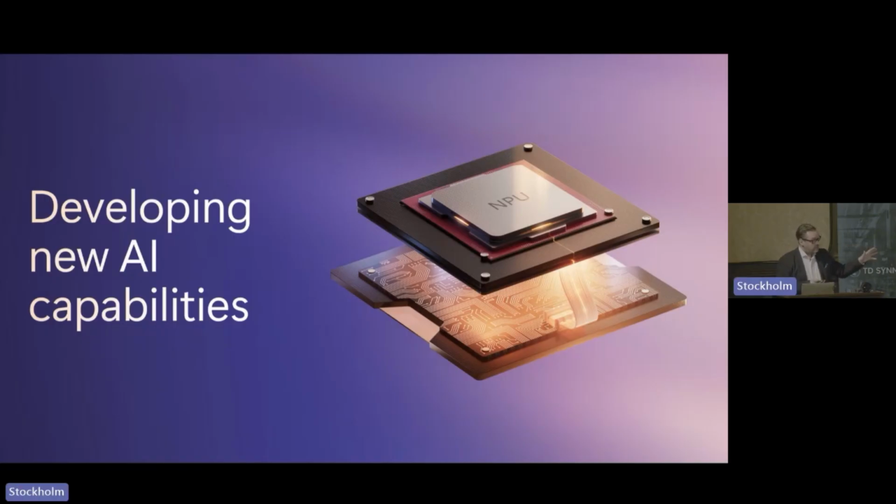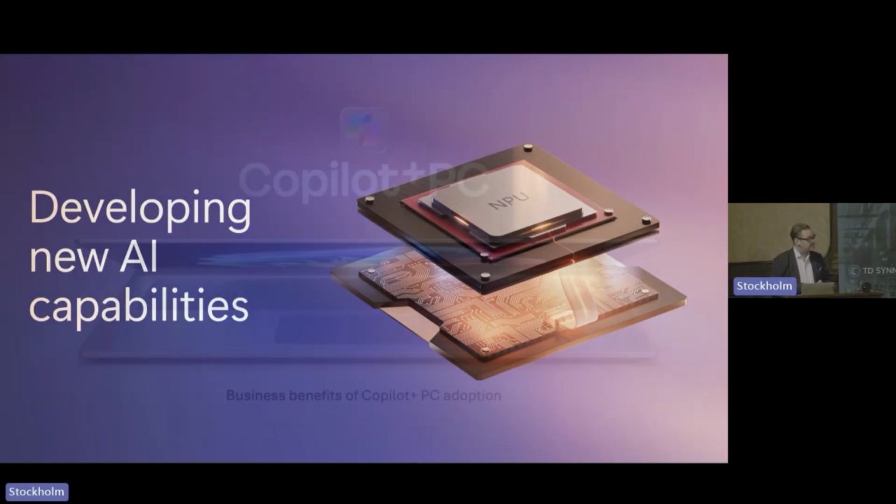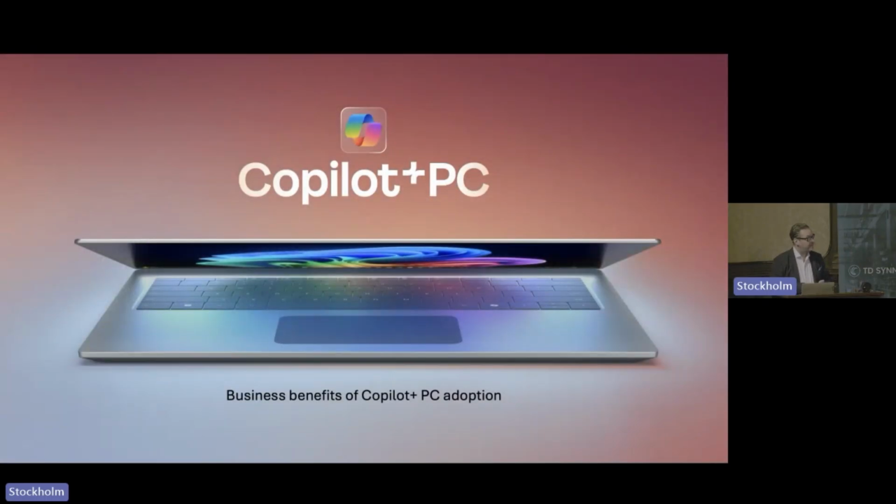Then, talking about this NPU, there are, of course, different versions and variants of it. And in order for something to be called a Copilot Plus PC, which is my theme of today, it must have this NPU, and it must have a capacity of at least 40 TOPS. And TOPS, that's how you measure how fast this NPU is.